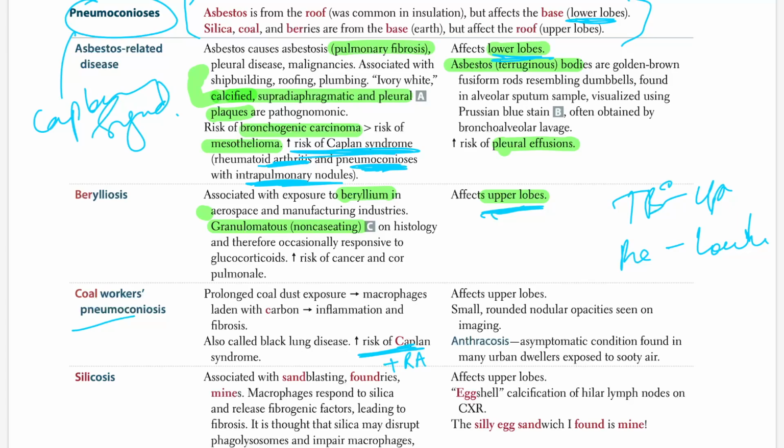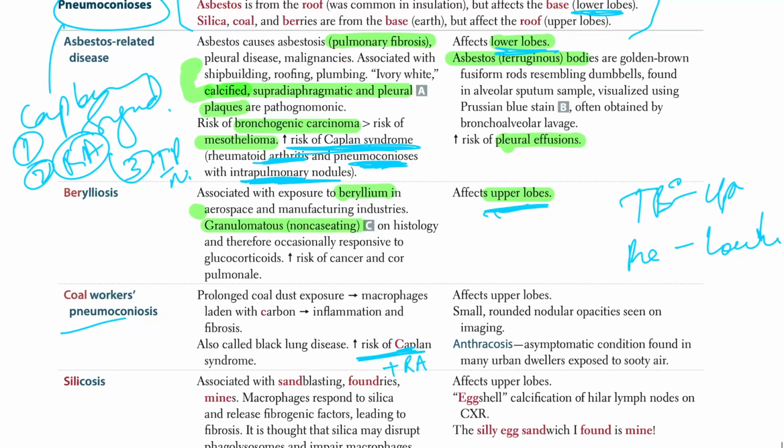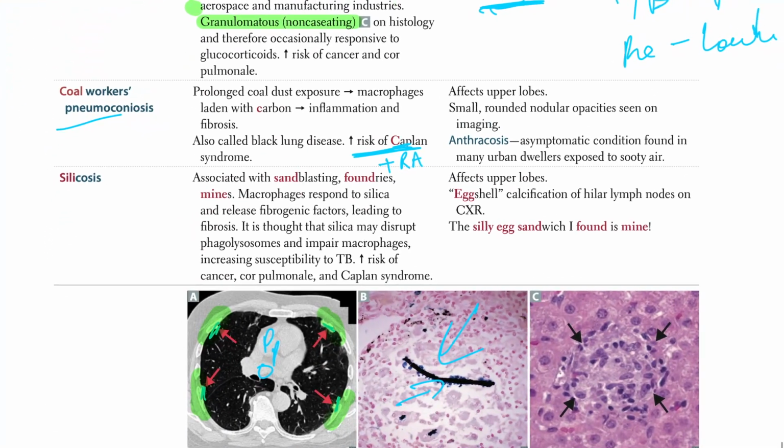Okay, so Kaplan syndrome is pneumoconiosis, which is the first thing. Second thing we have is rheumatoid arthritis, RA. And third thing we're going to have is our intrapulmonary nodules. And that's Kaplan syndrome. With coal workers, again, an increased risk of Kaplan syndrome, just the same thing, because it is pneumoconiosis. On top of it, we are going to think about intrapulmonary nodules in RA.